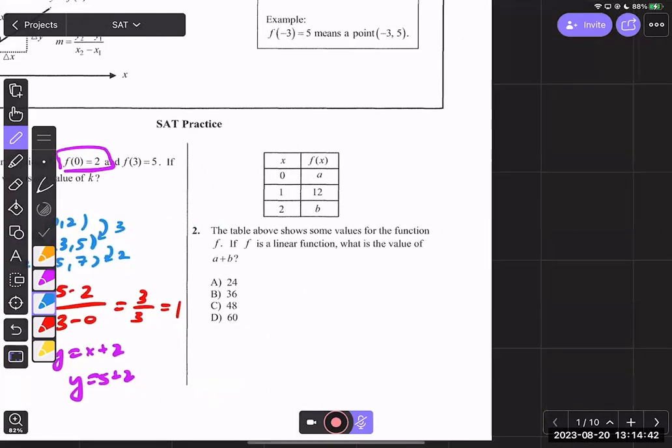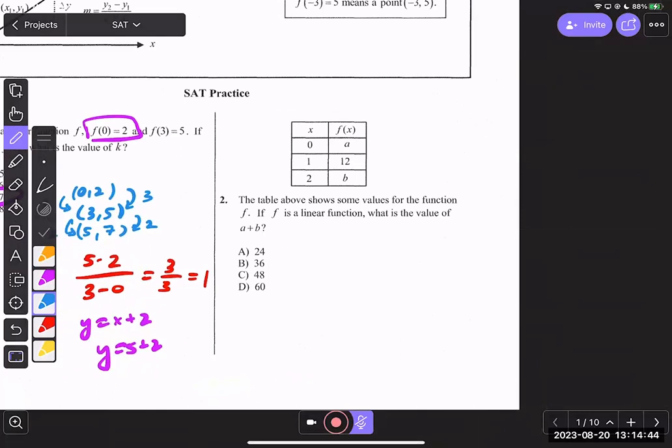Let's look at problem number 2. Benjamin? Ben? It's not. Brandon, then?